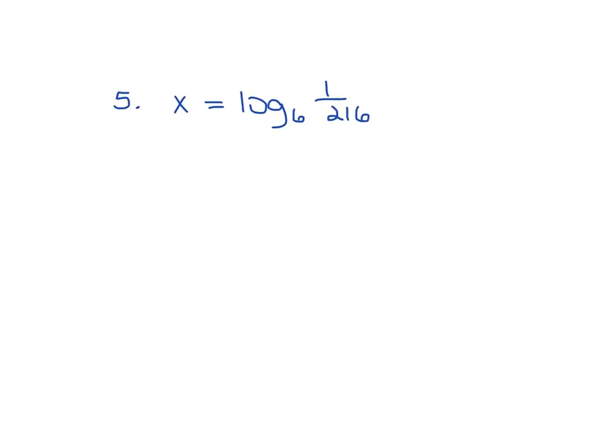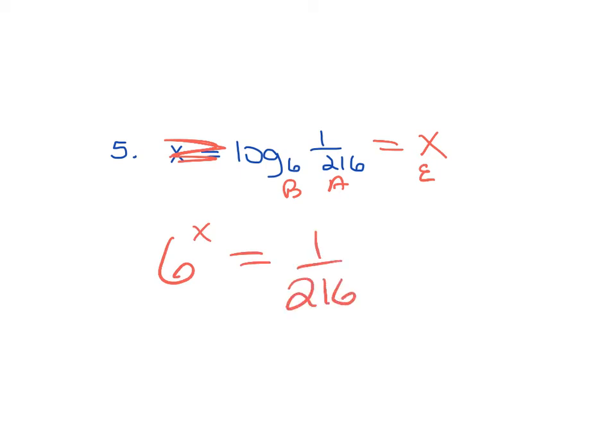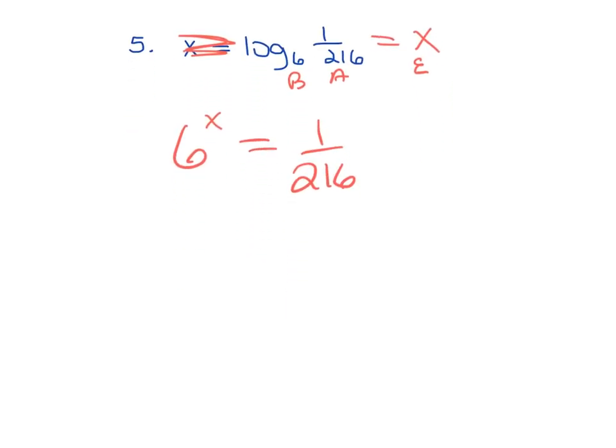Okay, here's this one. Again, I can move it around the back so I can spell out BAE. So 6 to what power gives me 1 over 216. So again, this could be your quiz question tomorrow. I'm going to make the 1 over 216 have the same base as the left side. So I'm going to make it 6 to the negative 3. Get rid of the bases, and x equals negative 3. As soon as you see a fraction, you should be thinking negative exponent.